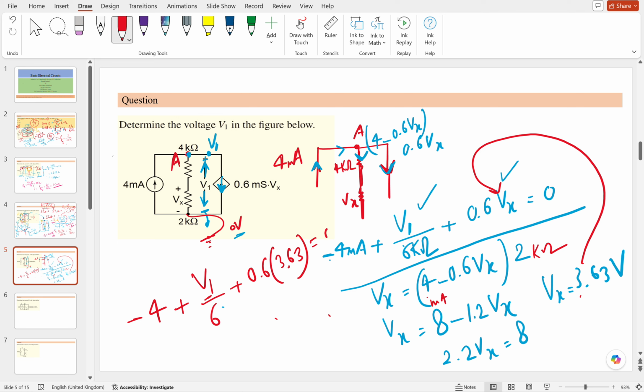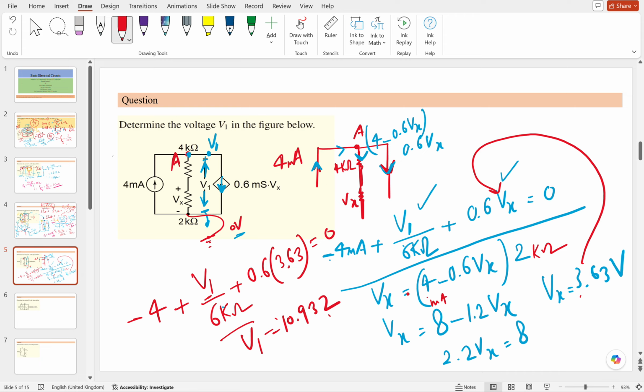Is equal to 0, and 6 is in kilo ohms, so it will be basically in volts only. How much will it come? 0.6 multiplied by 3.63 minus 4, multiplied by 6, it will come out to be 10.9, I think.